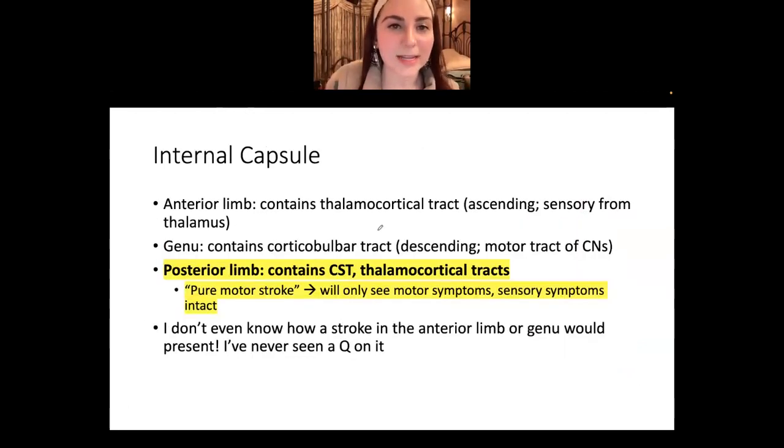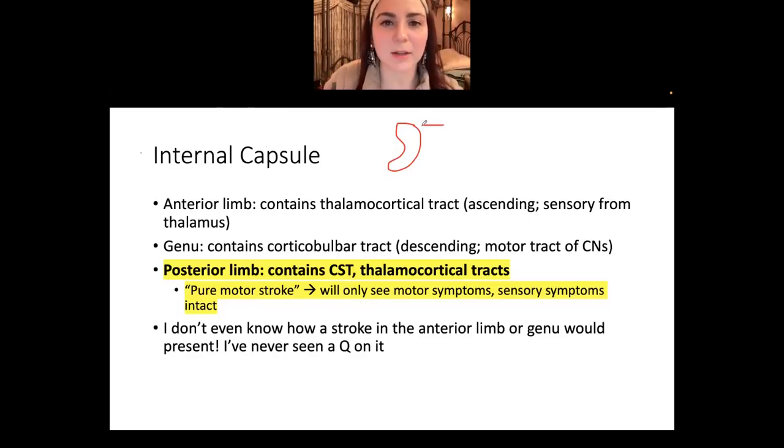So specifically with this, I wanted to talk about the internal capsule. This comes up more frequently than I think people realize. You'll probably cover the internal capsule when you talk more about the basal ganglia and the functions of it. But technically there are three parts of the internal capsule: the anterior limb, the genu, and the posterior limb. I draw it kind of like this. It has a bend.